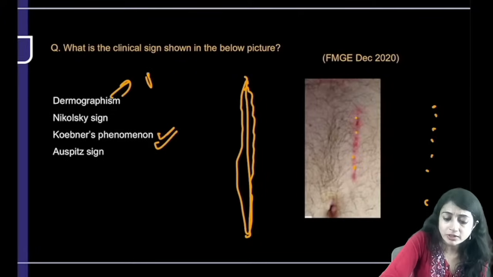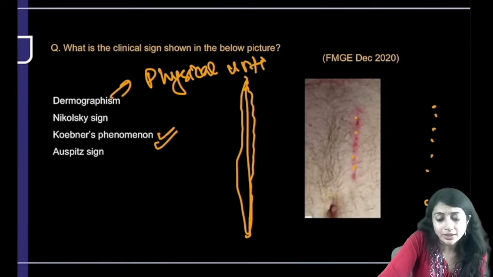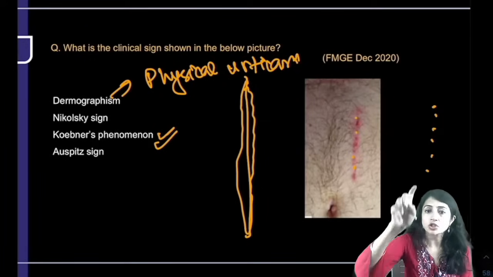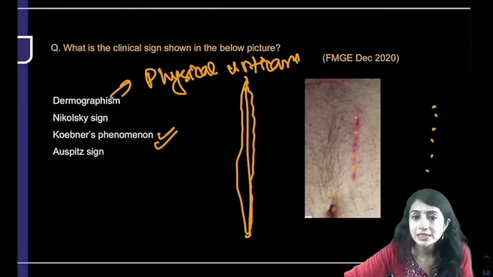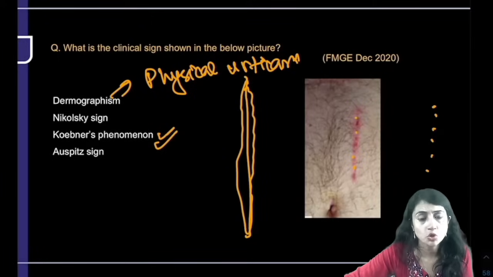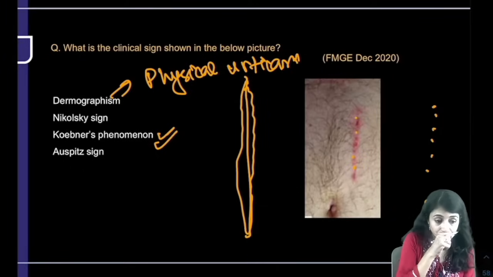So dermographism is a type of physical urticaria, also called writing on the skin. You can actually write, so wherever you scratch, you develop linear wheals. Nikolsky sign is seen in pemphigus. This is Koebner's, which we have already discussed. Auspitz sign is seen in psoriasis, which we have already discussed.